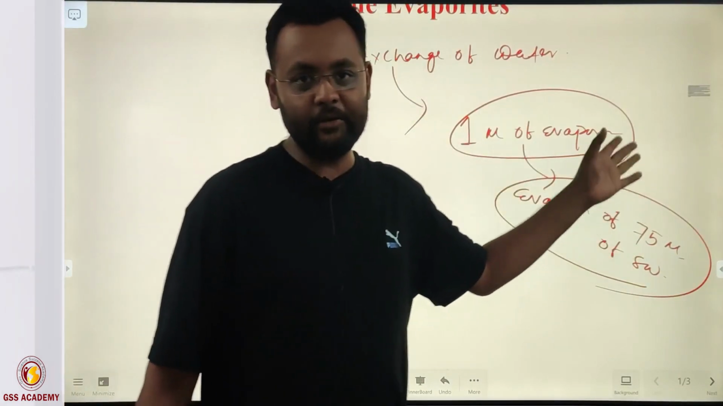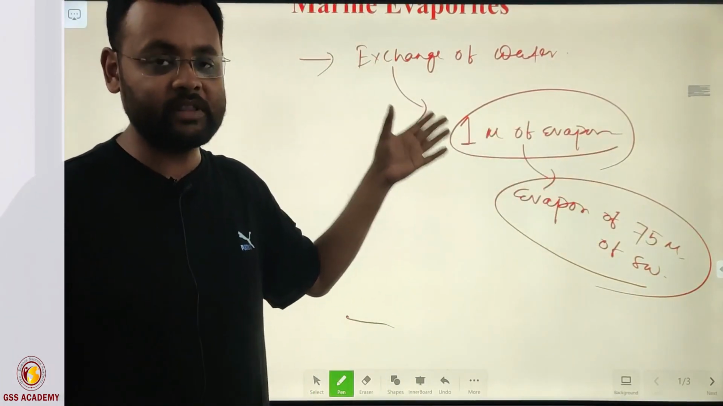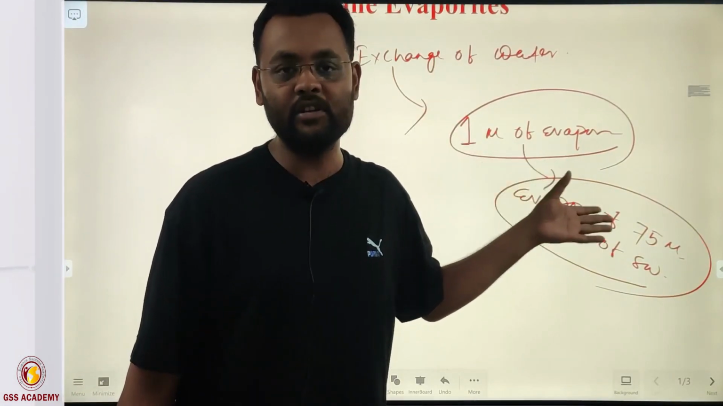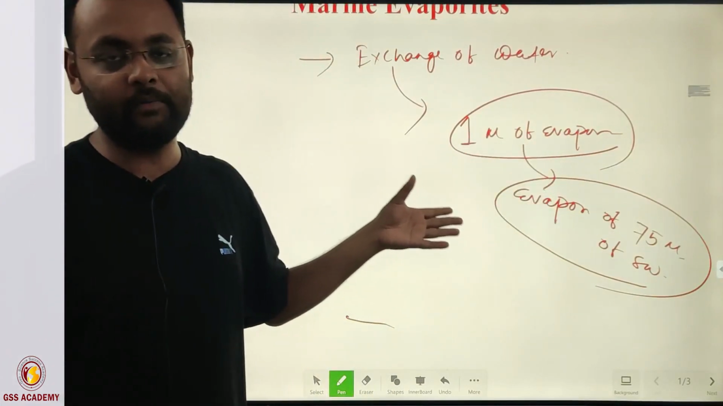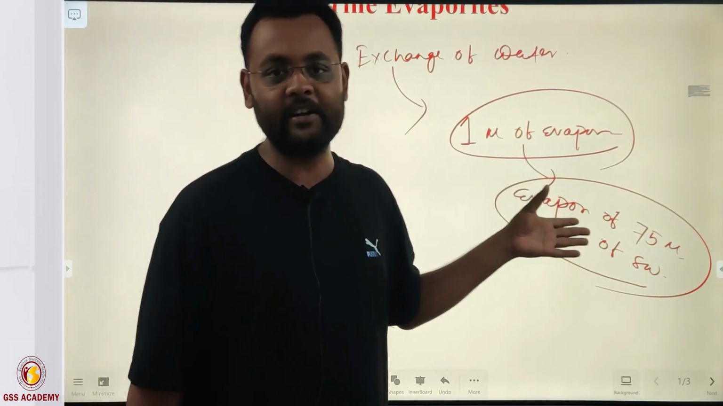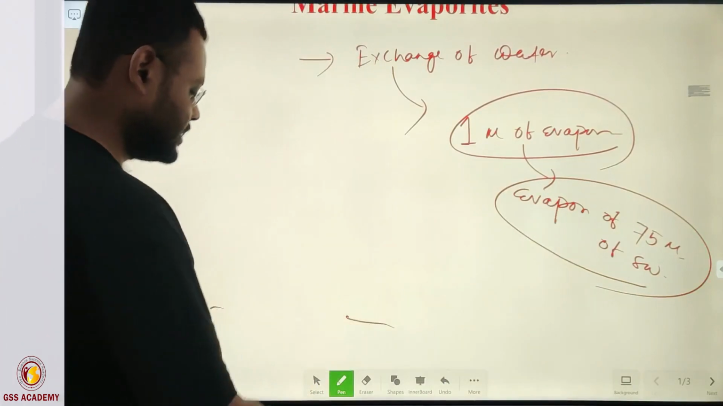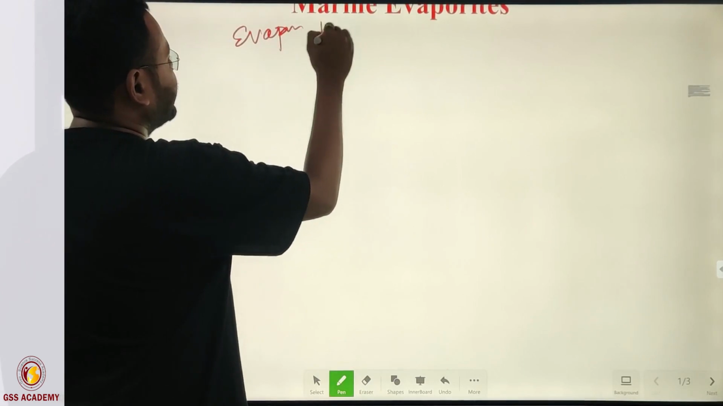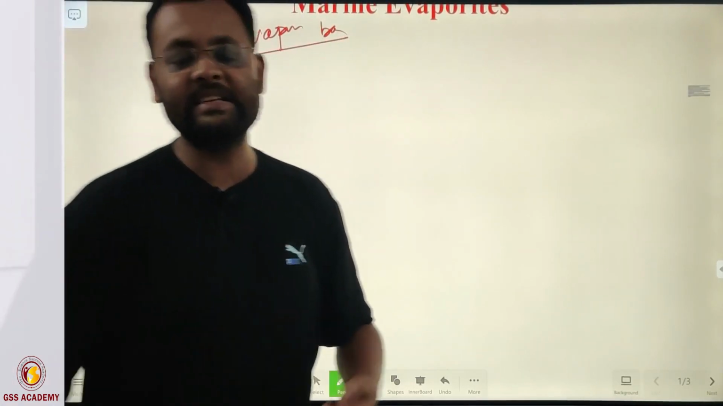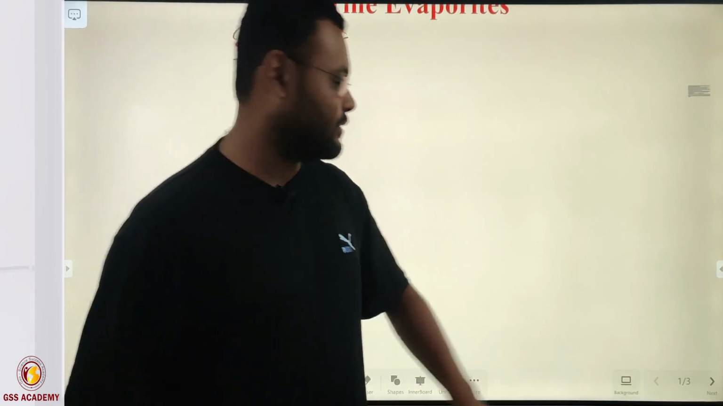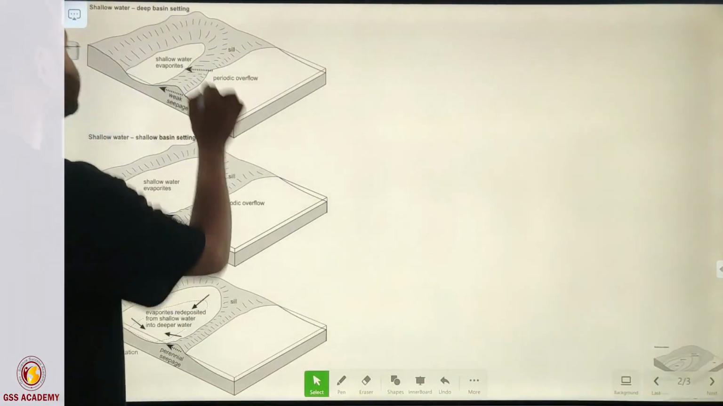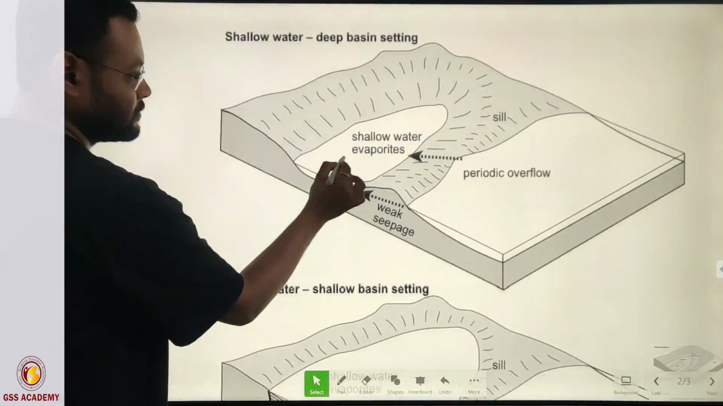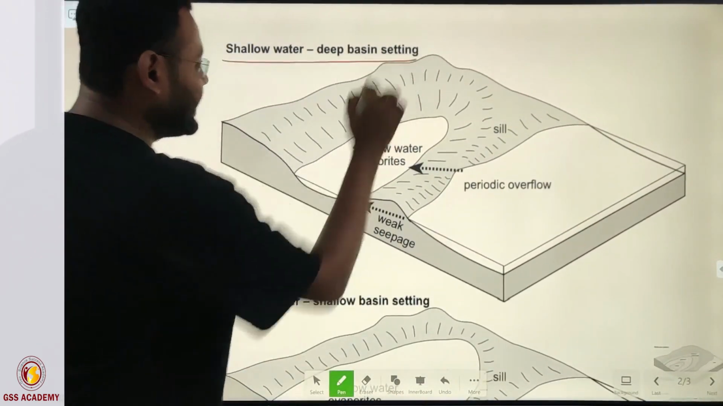So I hope you can imagine for the deposition of approximately 100 meter of evaporite deposits, how very huge a volume of sea water needs to be evaporated. Now if we look into the evaporite basin, then the evaporites can deposit in 3 different types of basin condition. First one is the shallow water deep basin setting.